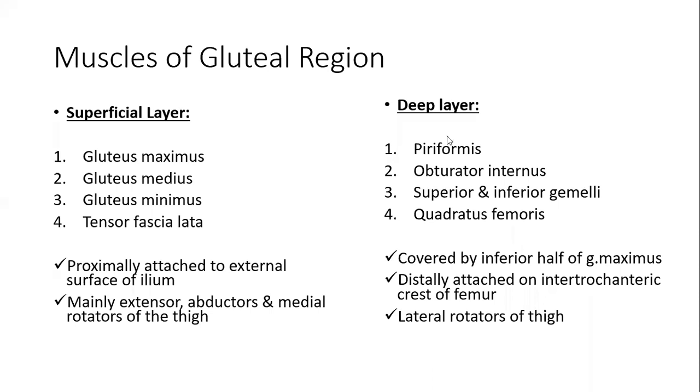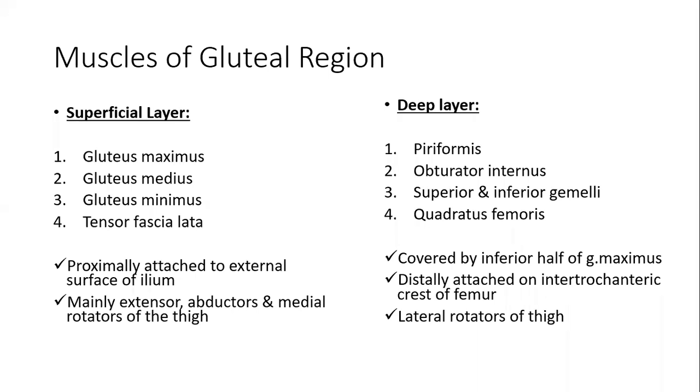Now some points related to the muscles present in the deep layer. First of all, the muscles that form the deep layer in the gluteal region include piriformis, obturator internus, superior and inferior gemelli, and last, quadratus femoris.